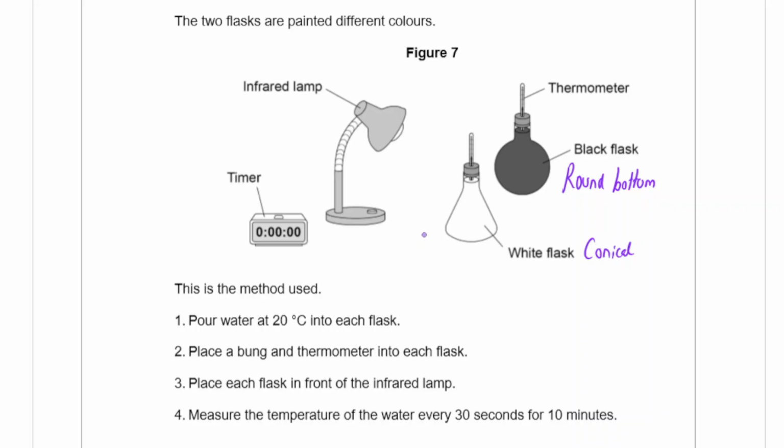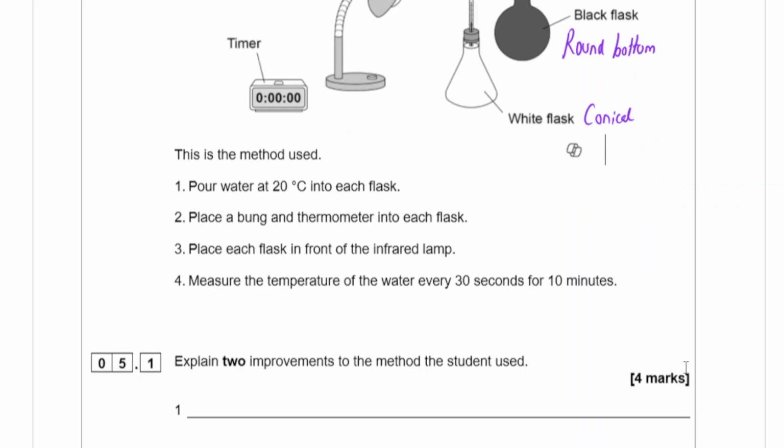And also they haven't mentioned the distance as well, so you want to keep the same distance for both the flasks. It looks like the white flask is actually closer than the black flask, because the infrared radiation is higher near the lamp than further away. So here's the answer.